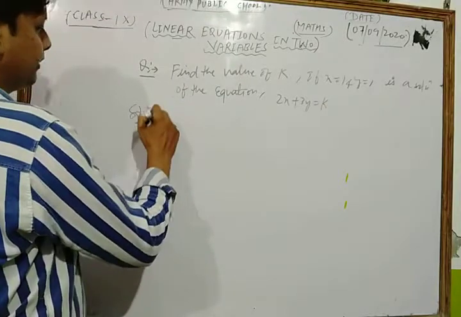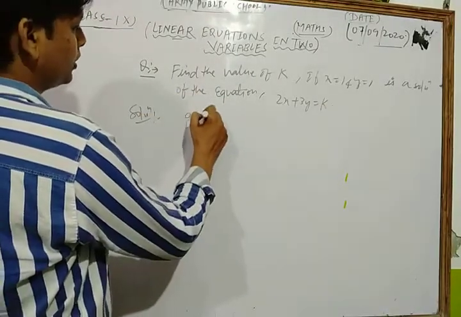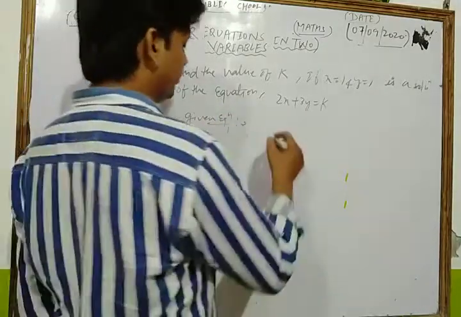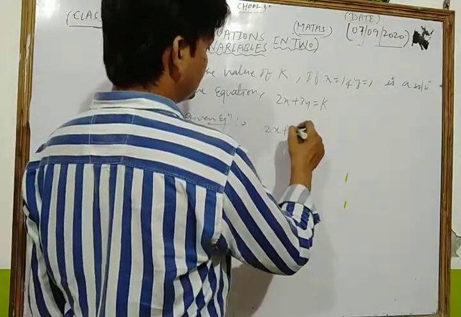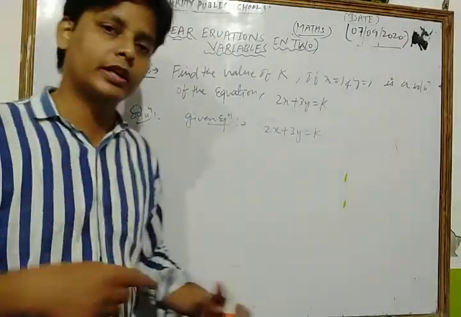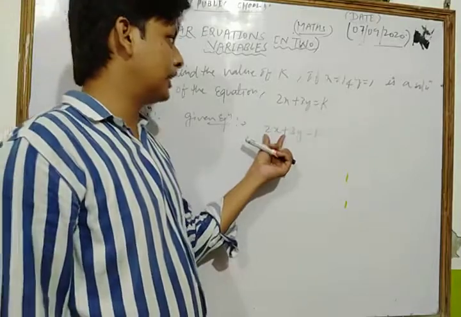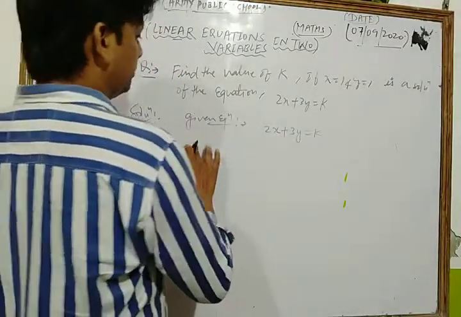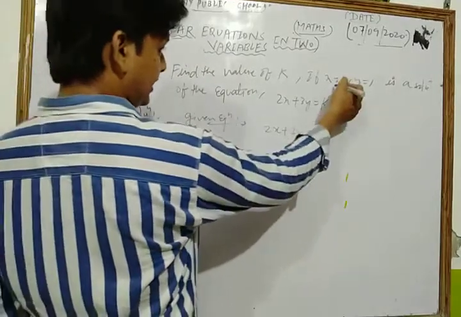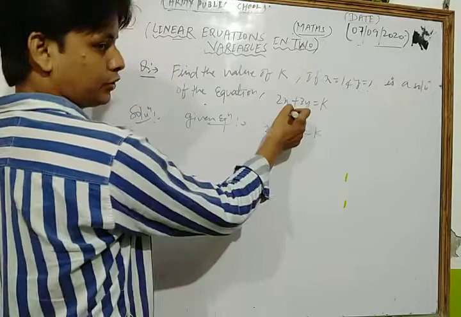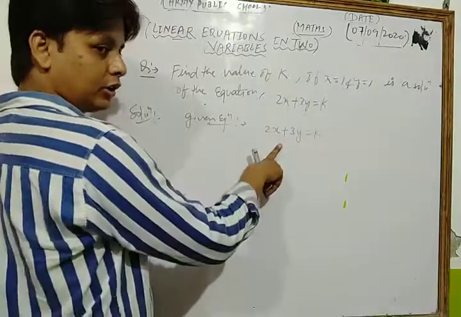Dear students, in that type of question, first of all you write the given equation. The given equation is 2x plus 3y is equal to k. Now we put x is equal to 1 and y is equal to 1 in the left hand side. Since x is equal to 1 and y is equal to 1 is a solution of the given equation, it must satisfy the given equation.